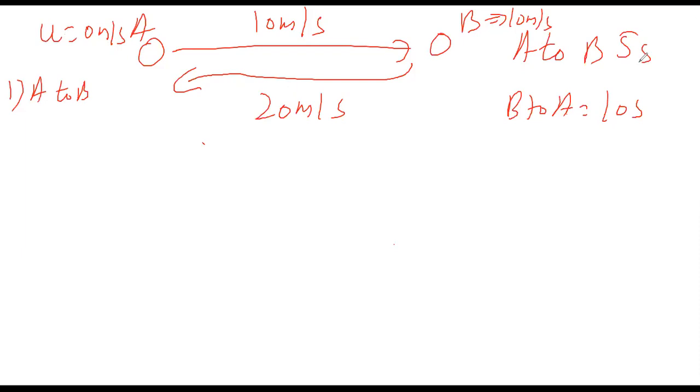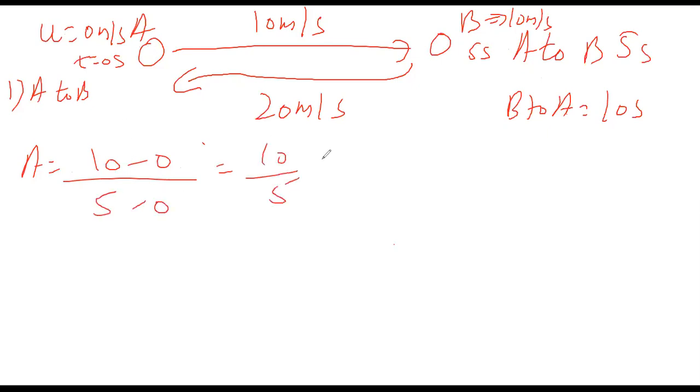And how much time is taken? 5 seconds. So at B, the time is 5 seconds and the initial time at A would be 0 seconds. Applying the formula, final velocity minus initial, 10 minus 0, over final time minus initial time, 5 minus 0. So this becomes 10 divided by 5, which is 2 meters per second square.